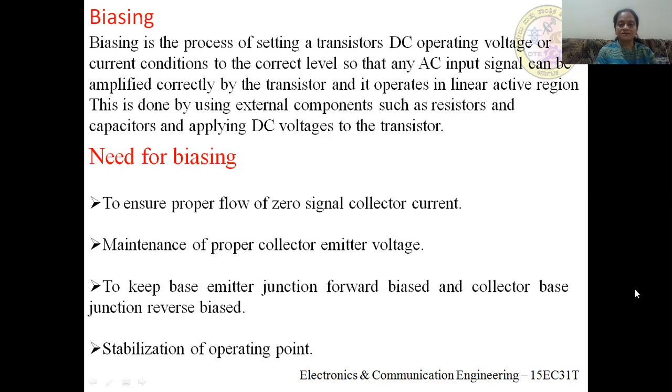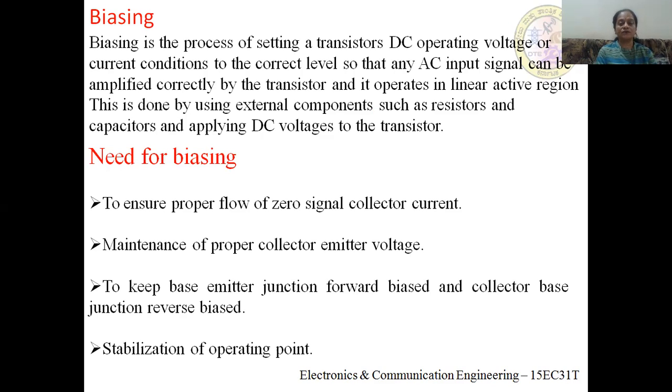If you list why we need biasing, the first point is to ensure proper flow of zero signal collector current. Zero signal means without applying the signal. When a transistor is used as an amplifier, we apply the input signal, the current flows, and we get an amplified output at the collector terminal. But before applying the signal, some collector current should flow. This is necessary because the transistor should be operated in active mode.